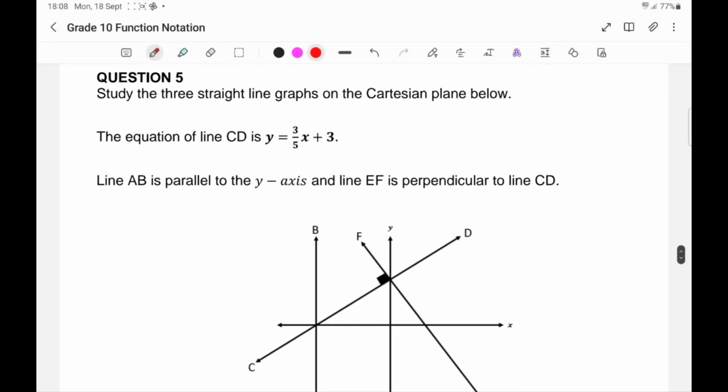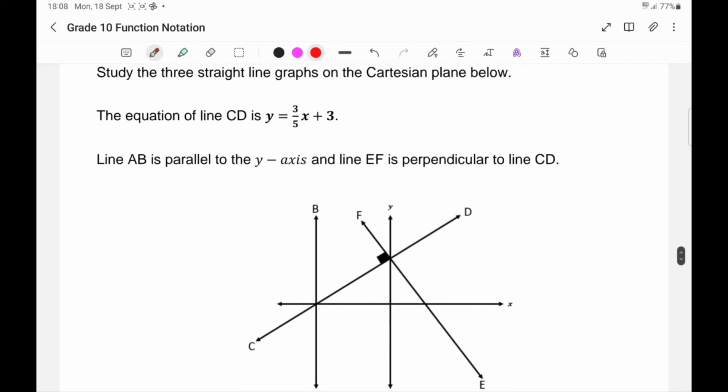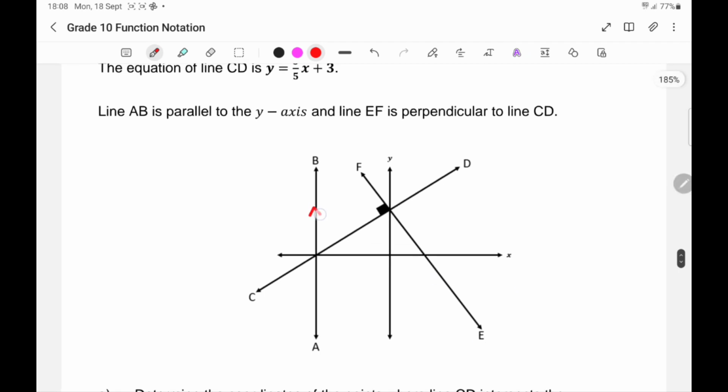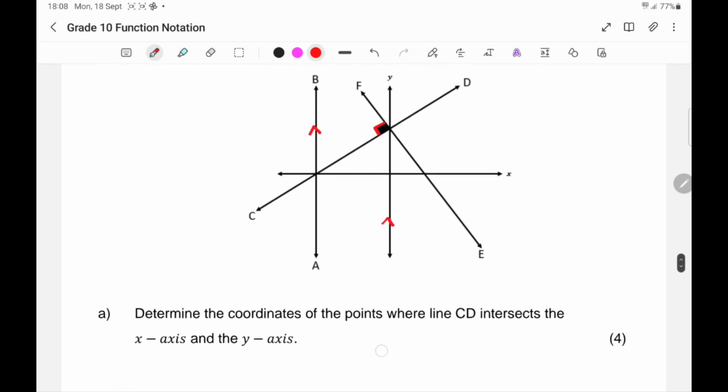Okay, study the 3 straight line graphs on the Cartesian plane. The equation of line CD is y is equal to 3 over 5x plus 3. And then they say to you line AB is parallel to the y-axis. Okay, so this one runs parallel to the y-axis. And line EF is perpendicular as indicated over there. Now they say to determine the coordinates of the points where line CD intersects with the x and the y-axis.